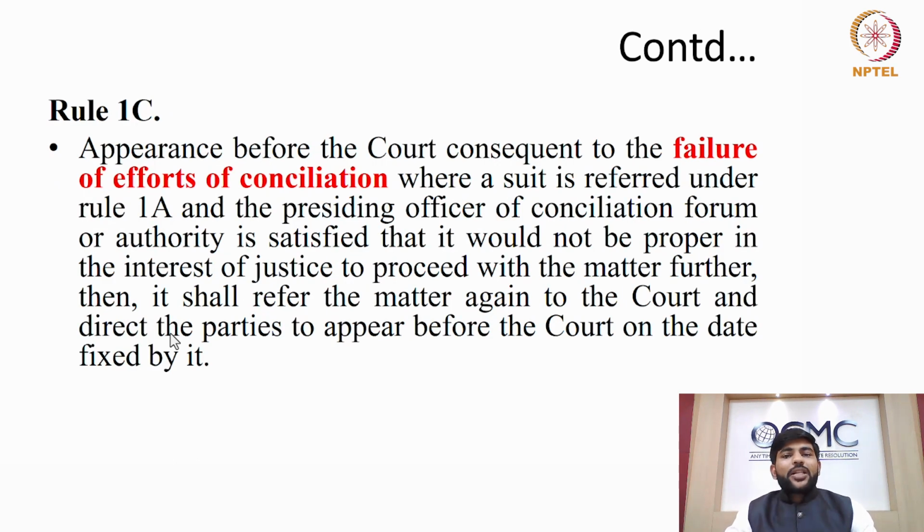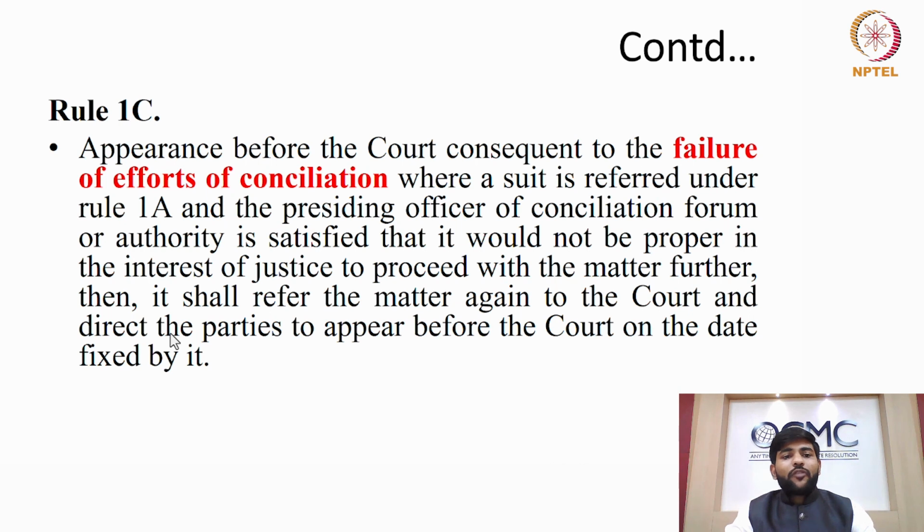Rule 1C deals with appearance before the court consequent to the failure of the effort of conciliation. Rule 1A says about reference of the dispute to the mode of mechanism. Rule 1B suggests the appearance of the parties before the respective alternative dispute resolution mechanism, whereas Rule 1C states what procedure should be adopted on failure of the alternative dispute resolution. Because once the court has referred the case, on failure of such a mechanism, the parties will again come back to the court, and the matter which was pending before the court will be taken forward again.